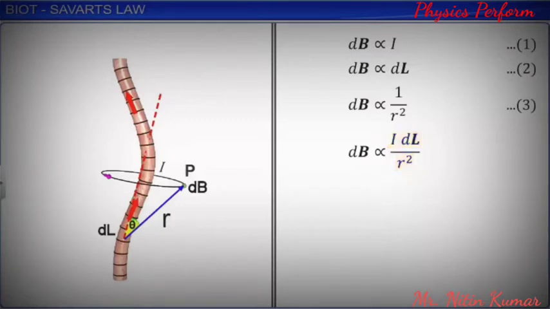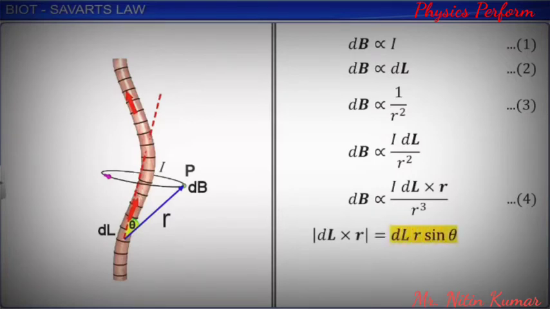If we express it in vector notation, we get the magnetic induction dB proportional to I dl cross r by r cube. Let this be equation 4. Since the magnitude of the cross product dl cross r can be written as dl into r sin theta, we can write equation 4 as dB proportional to I dl into r sin theta by r cube. Let this be equation 5.